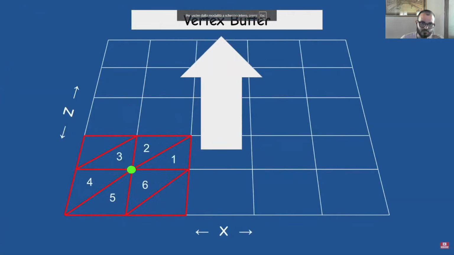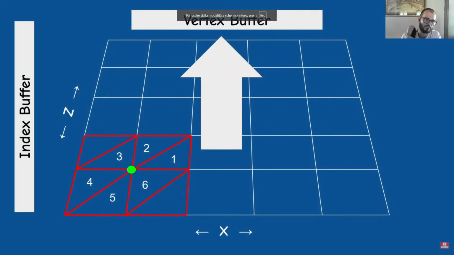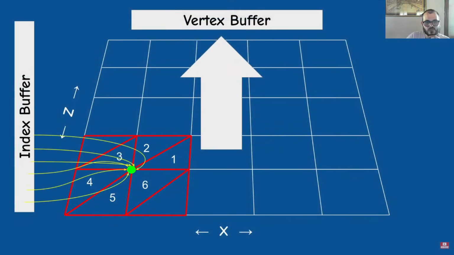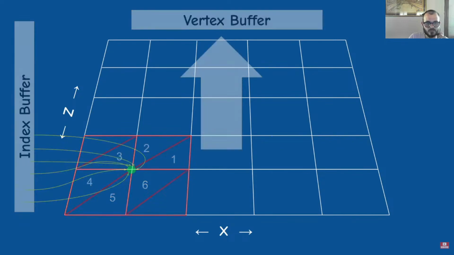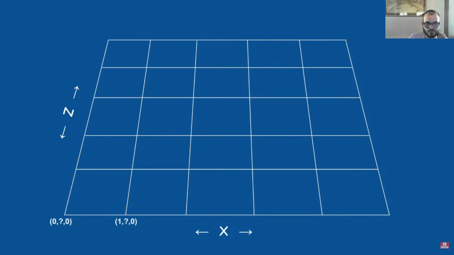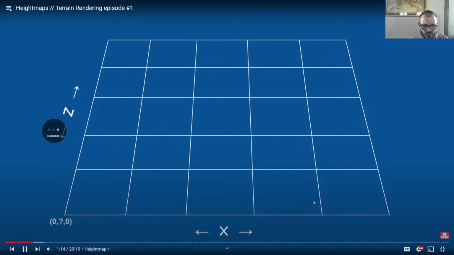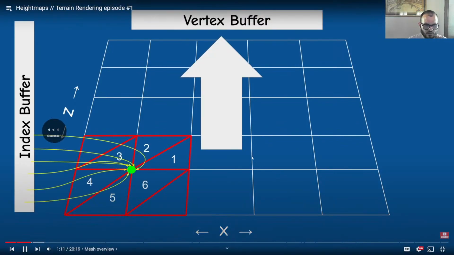Since most of the vertices are shared between 6 triangles, we will also use an index buffer in order to avoid vertex duplication. A single vertex is shared among 6 triangles.